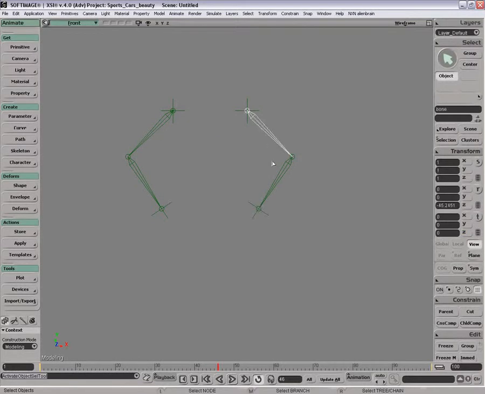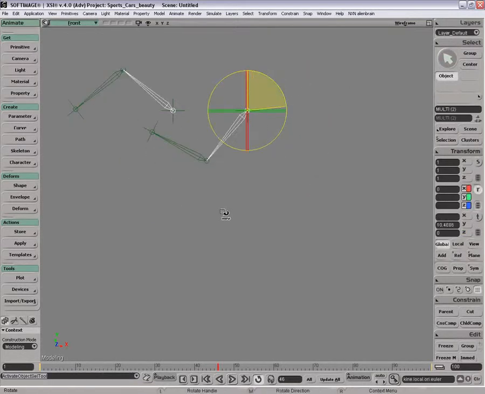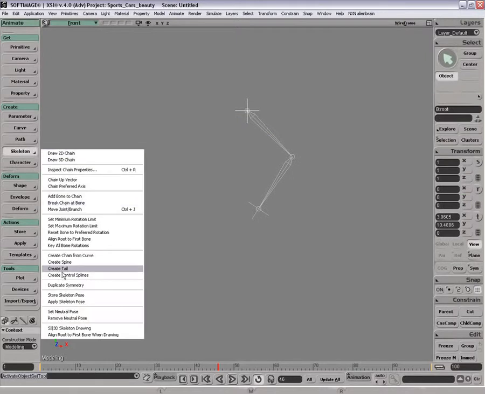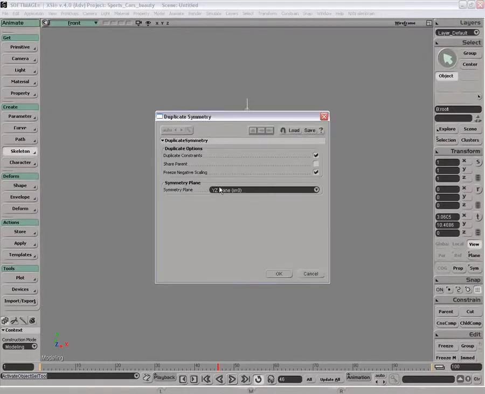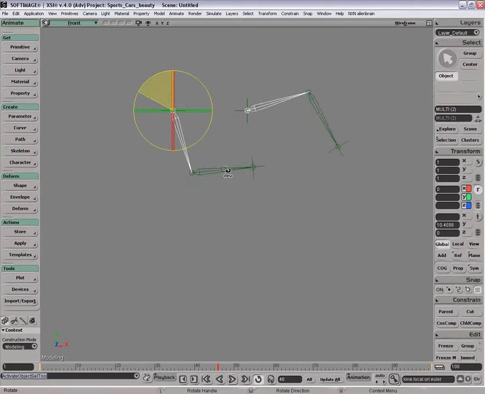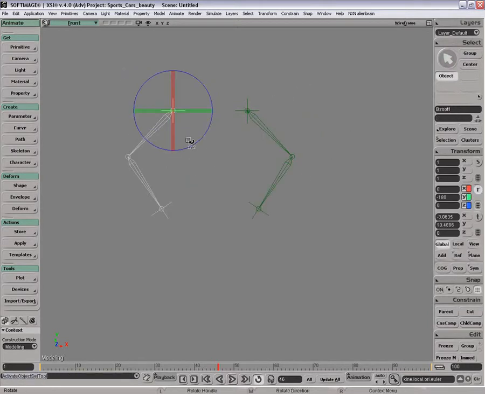But if I take them both and I rotate them, if I rotate up this way, or I take them both and I rotate the same amount, they're rotating the same. And the reason is, when I went in here and I went skeleton, duplicate symmetry, I took the option freeze negative scaling. And what that means is they're in the same space. This is right-handed, this is right-handed. You rotate them positive, they're both going to go exactly the same way.